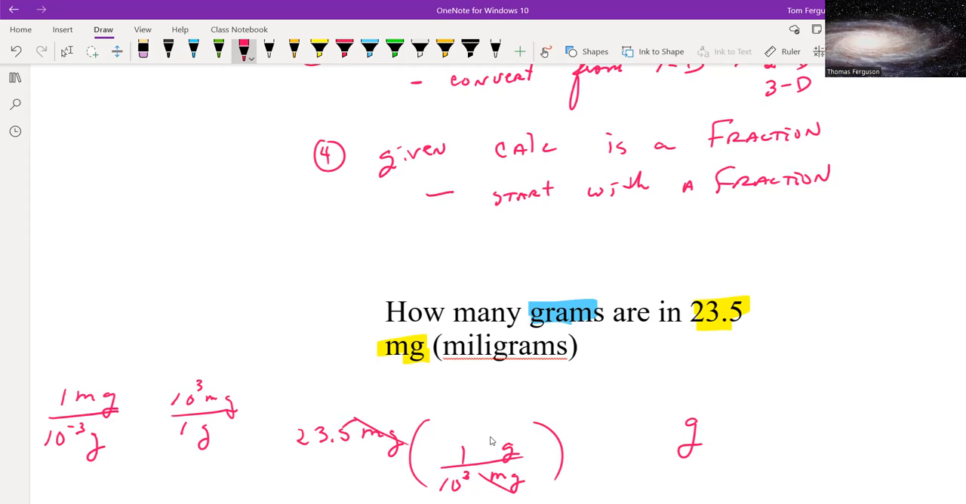I've noticed a lot of people will put 10 to the minus 3 milligrams over 1 gram. See, if you look at that, it doesn't make sense. So we have milligram smaller than a gram. That means the number next to it has to be big. 10 to the minus 3 is not big compared to 1. 1 is the big one. Okay, so that's why that one doesn't work.